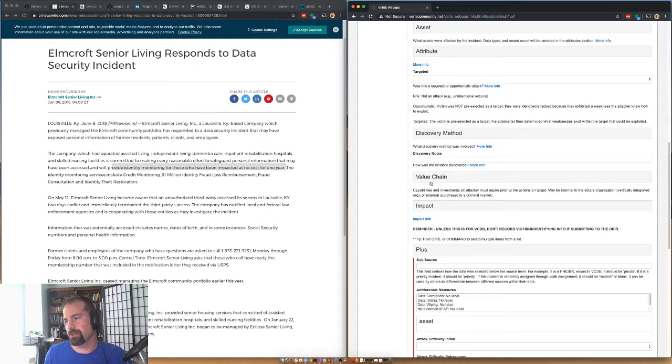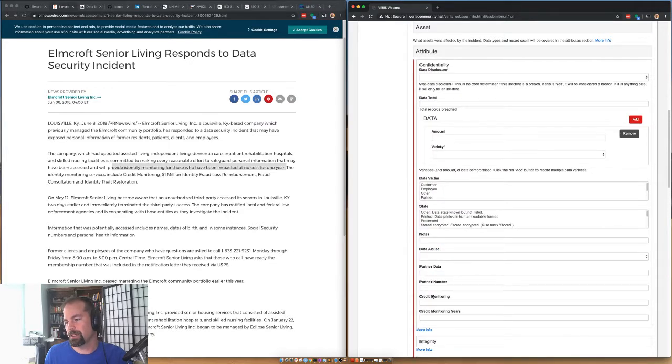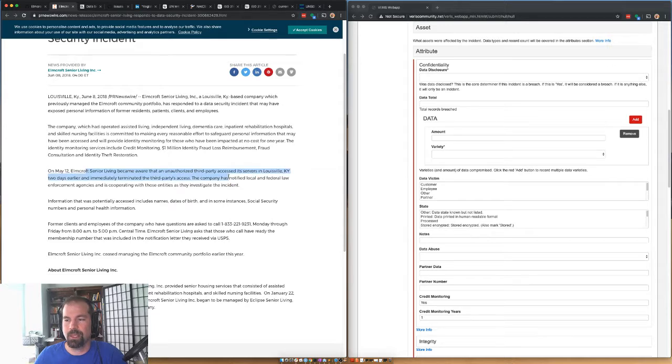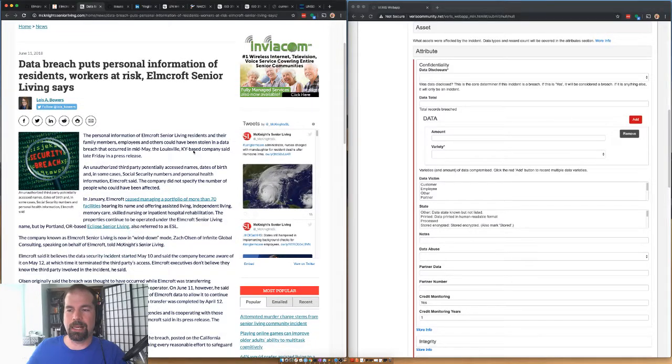So let's see. I think it's under attribute, confidentiality, credit monitoring. Yes, for 1 year. Okay, so what actually happened? They became aware of an unauthorized third party accessing its servers. Well, yeah, that's a little bit more than nothing. 2 days earlier, and immediately terminated the third party's access. The company has notified local and federal law enforcement. Data include names, birth dates, social security numbers, of former customers and employees, both. Okay, great. So they don't really want to talk about what exactly happened, apparently.